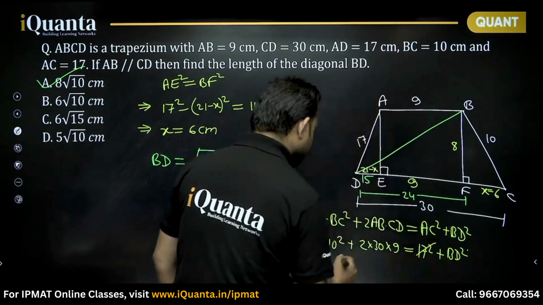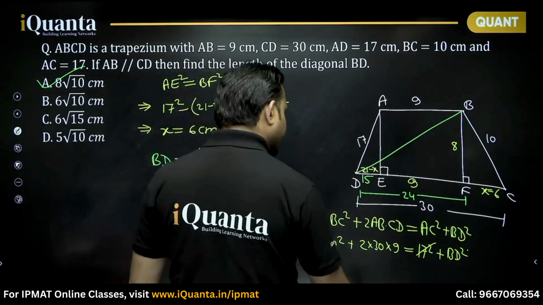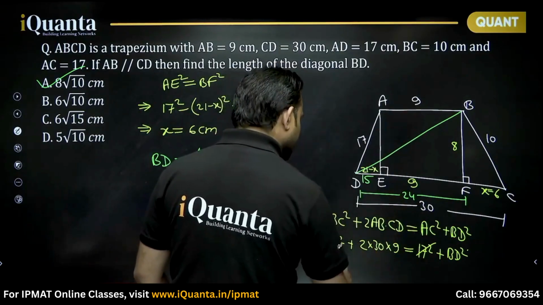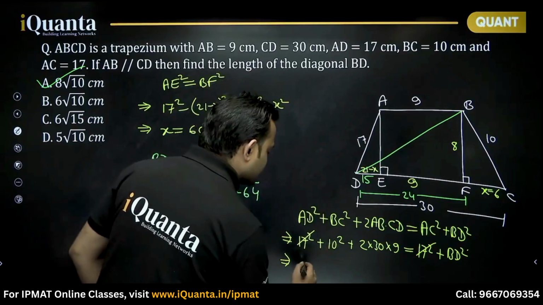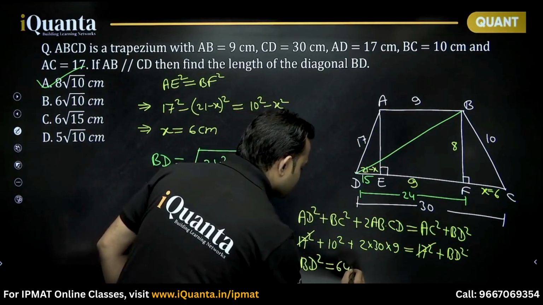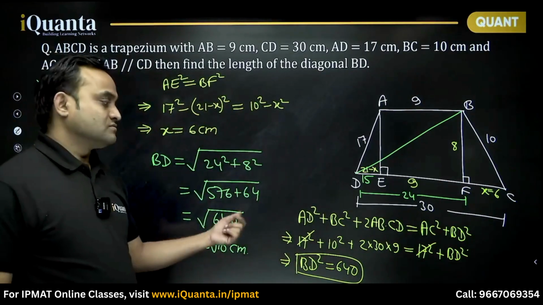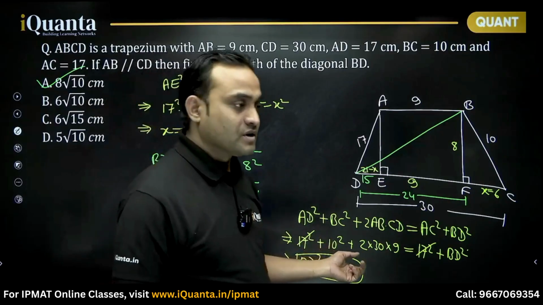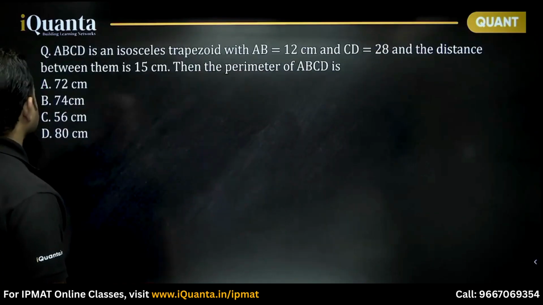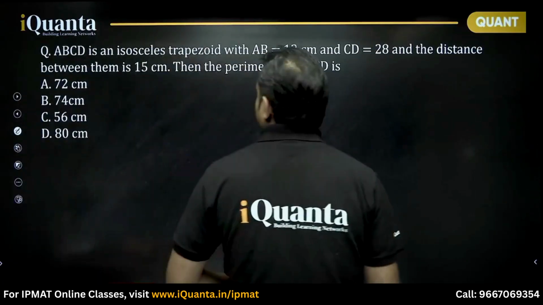So 17 square cancelled out. What do we get? BD square is equal to 30 into 9, 270 into 2, 540 and 100, 640. So again we are getting BD square is equal to 640, or BD will be equal to 8 root 10. So you are getting the same value. Alright, so there are two ways to solve this particular question. Let's go to the next question based on trapezoid.